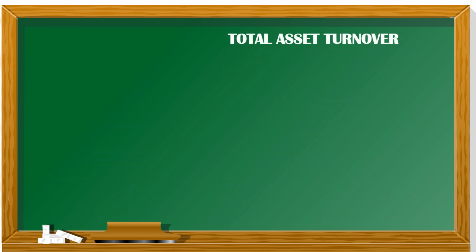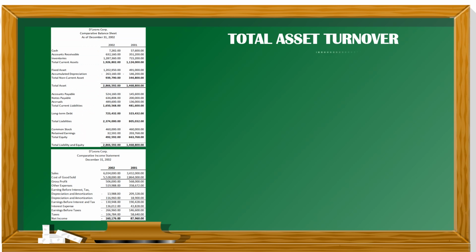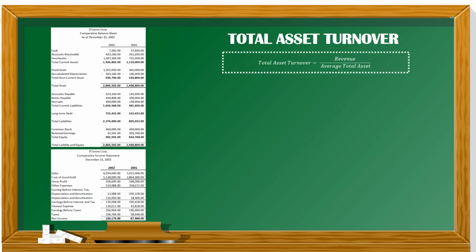So let's have the last type of efficiency ratio, that is the total asset turnover. Now, the formula for that is revenue divided by its average total assets. So, just similar to the fixed asset turnover, it's just that the divisor is the average total asset.